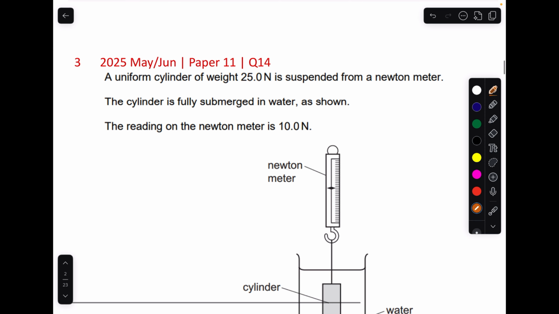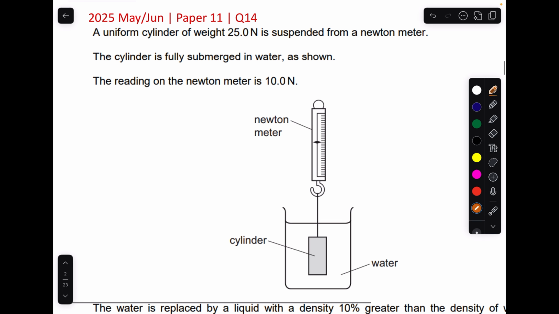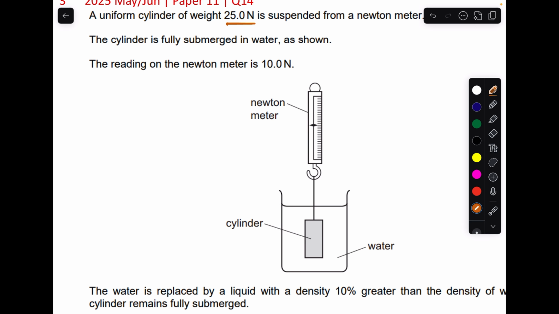In the third question, a uniform cylinder of weight 25 Newton is suspended from a Newton meter. The cylinder is fully submerged into the water as shown in the diagram. The reading on the Newton meter is 10 Newton. Now there is a concept. The force exerted by the object downward will be its weight. That is given, that is 25 Newton.